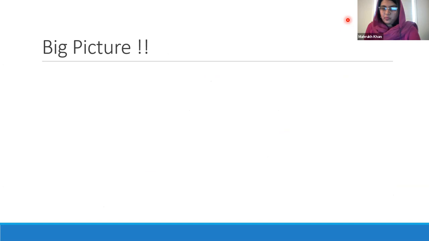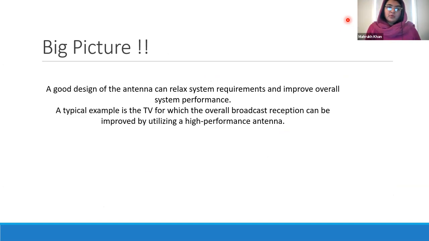So now the big picture. What is the big picture here? We are saying that a good design of antenna can relax system requirements and improve overall system performance. A typical example is a TV antenna. Nowadays it's very less common, but in our times there were antennas receiving broadcasts from the TV station. If that antenna's reception is not good, you are not having a good performance. If your antenna is fine, you are of course having a good performance.